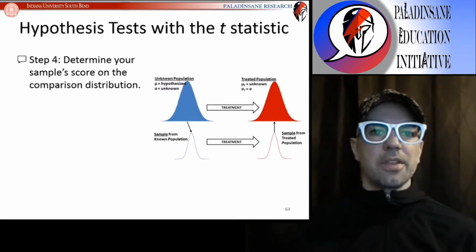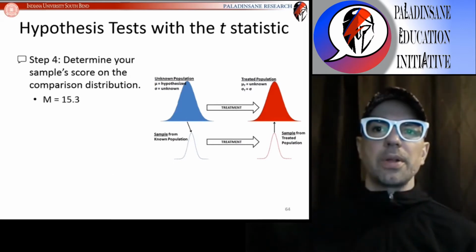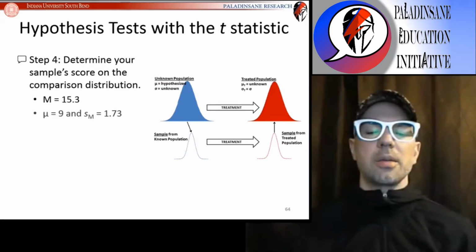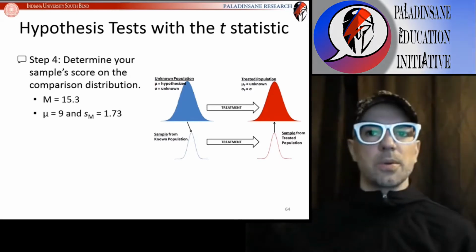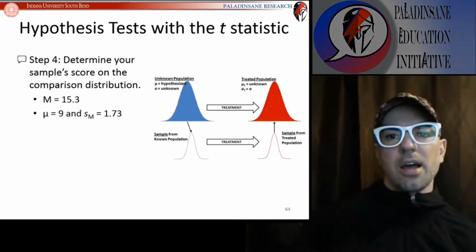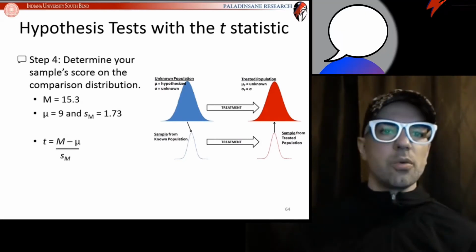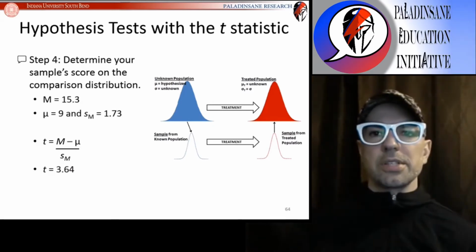So we have our sample mean. Our monkeys, on average, spent 15.3 hours per day with the terry cloth mother. Our comparison distribution has a mean of 9 and a standard deviation of 1.73. We found that out in part 2. So we use our t-statistic formula here, we plug in all that information, and we get a t-statistic of 3.64.